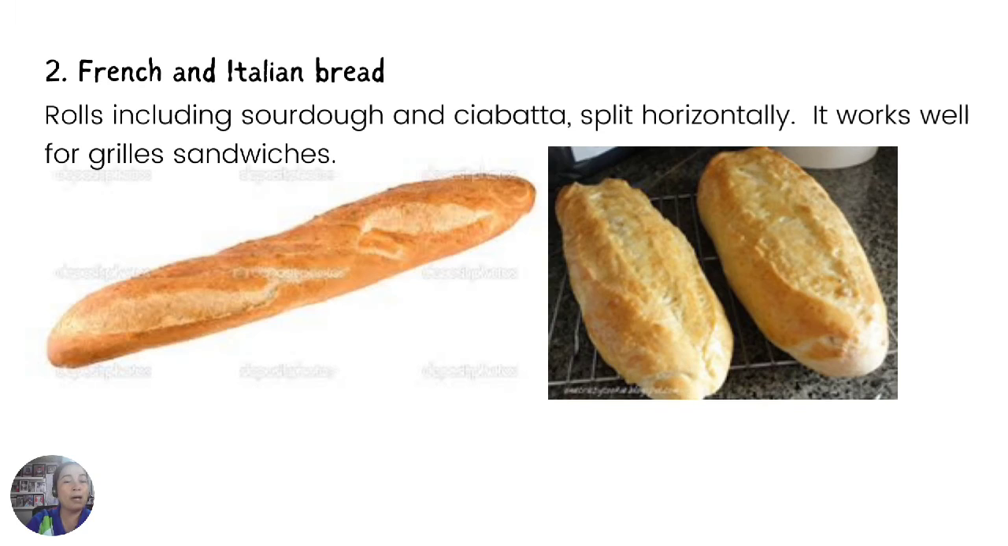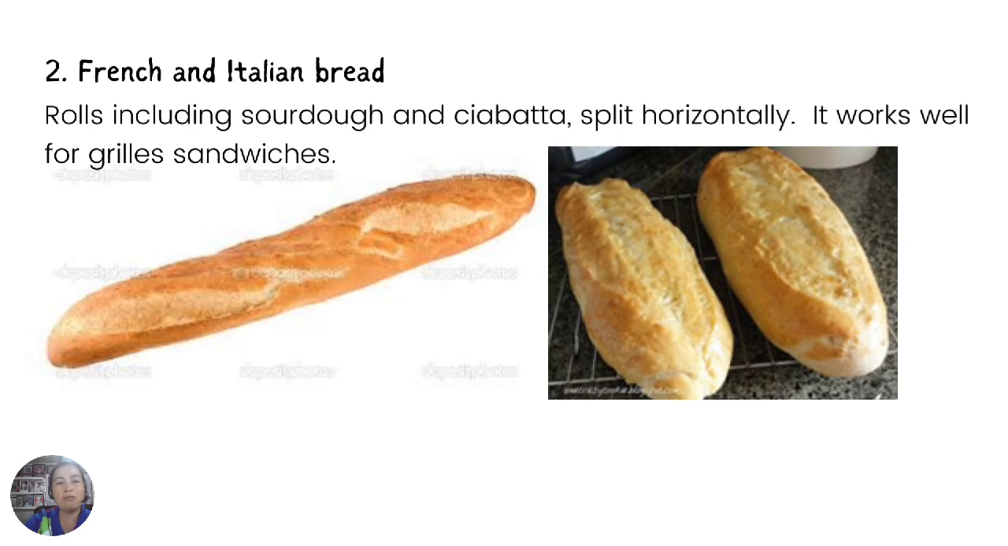Okay, another example of buns and rolls is the one we can buy in French baker, right? So when we have French and Italian bread, the one when we say French, these are rolls including sardo and ciabatta, split horizontally, mahaba-haba siya. It works well for grilled sandwiches. So, halimbawa, you are planning to make grilled sandwiches and you will use griddle, you can have this one. You can have this French and Italian bread, no?